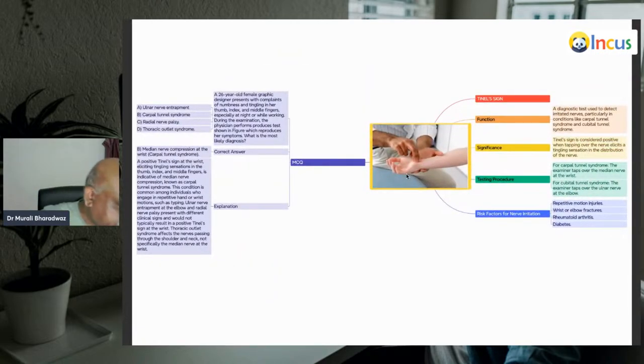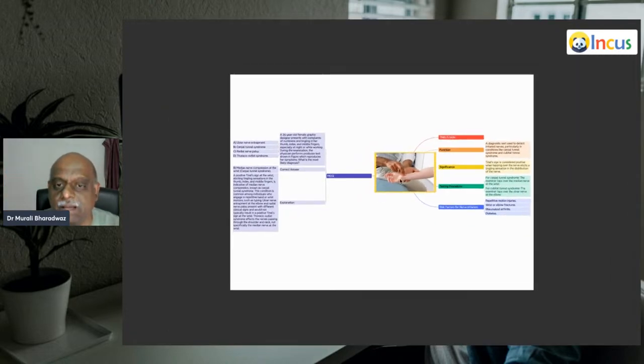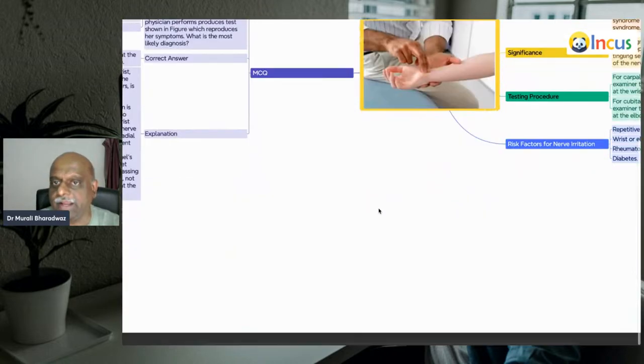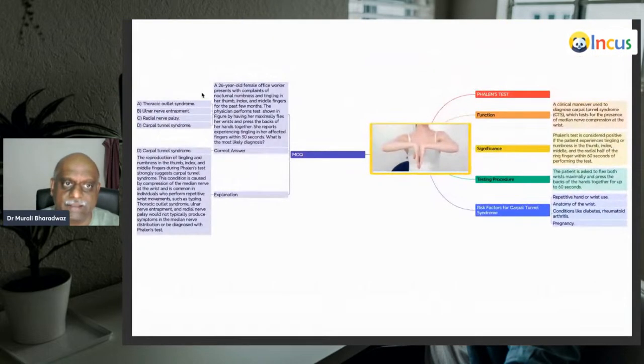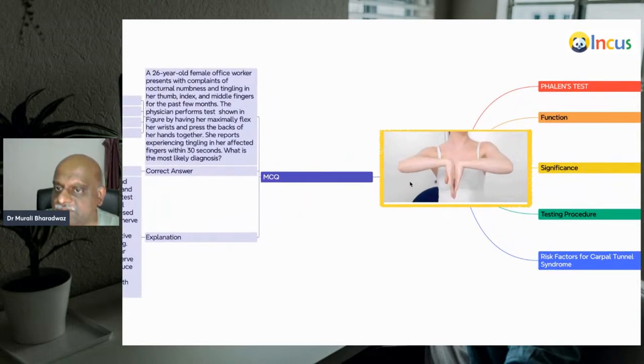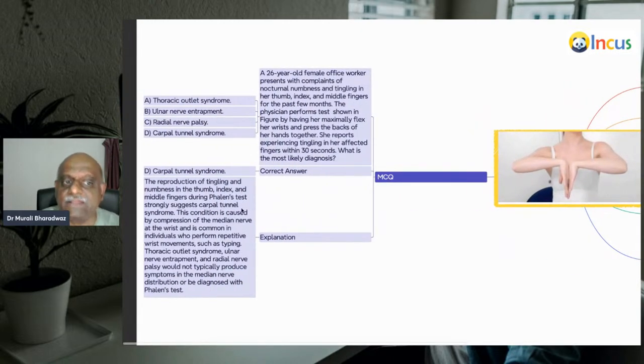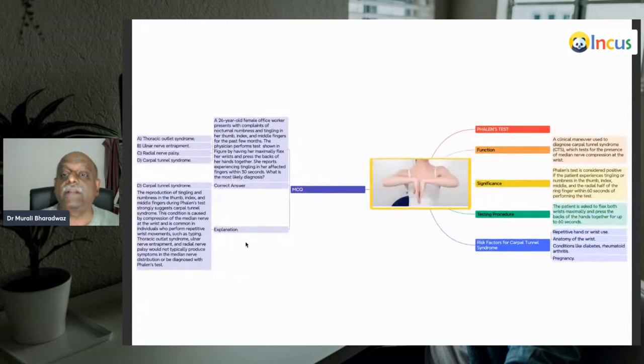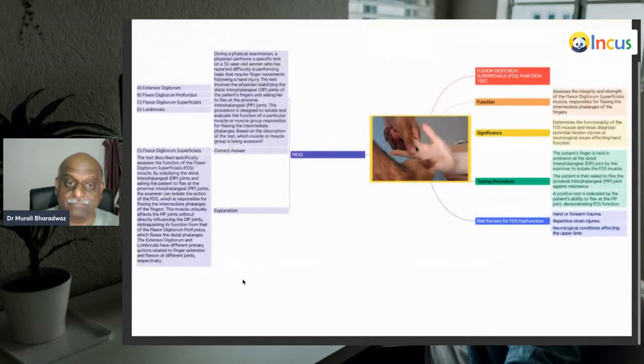So in the same mind map, I give to you all the key points that you need to remember about this very, very high yield topic frequently asked in the exam. A 26-year-old female office worker has a nocturnal numbness and tingling. You have performed this test. So what is this called? Phelan's test. Phelan's test also is suggestive of carpal tunnel syndrome, is what you need to remember.